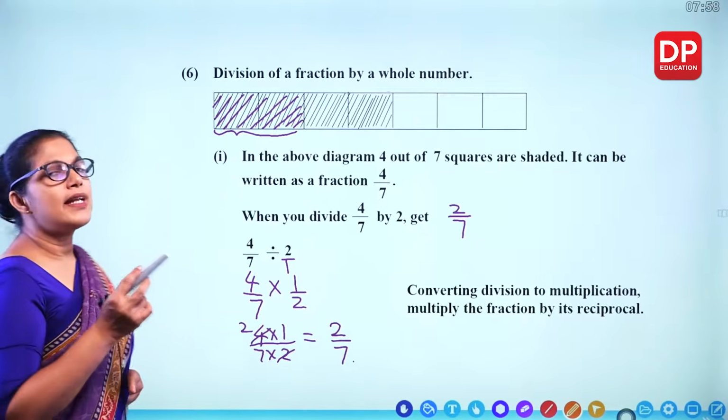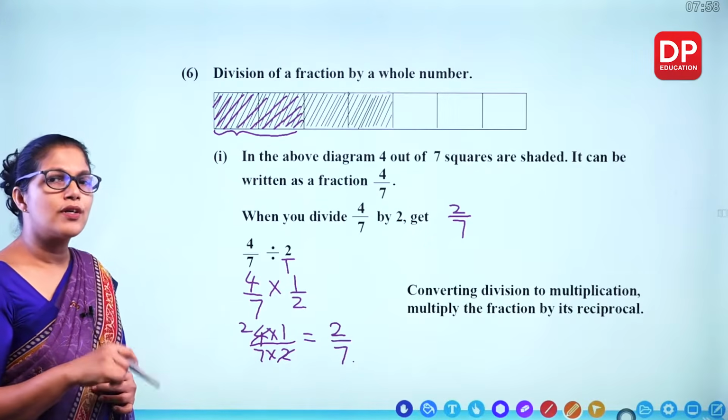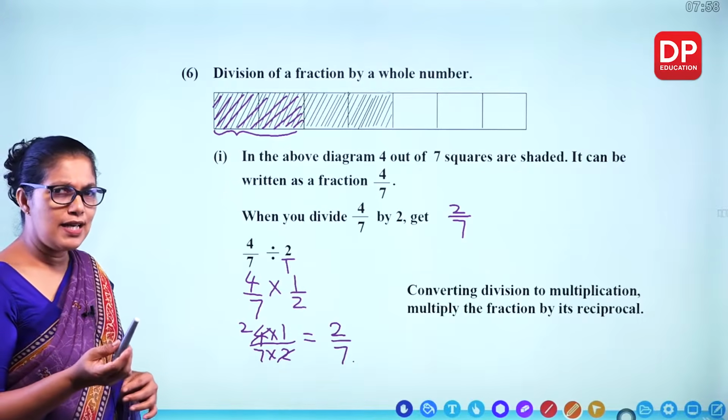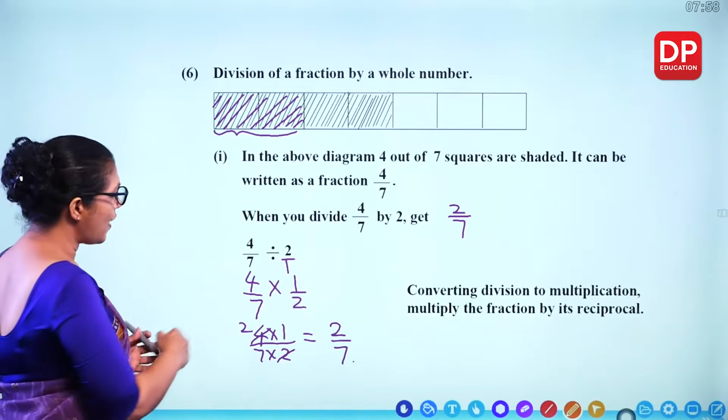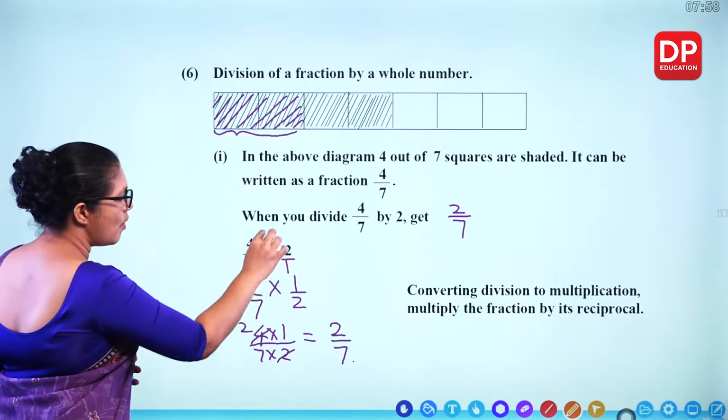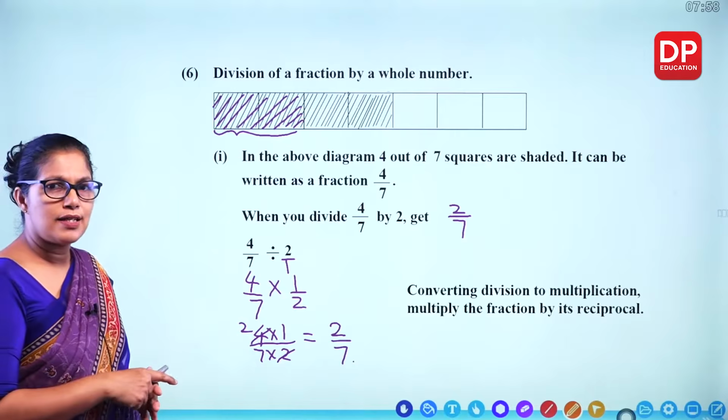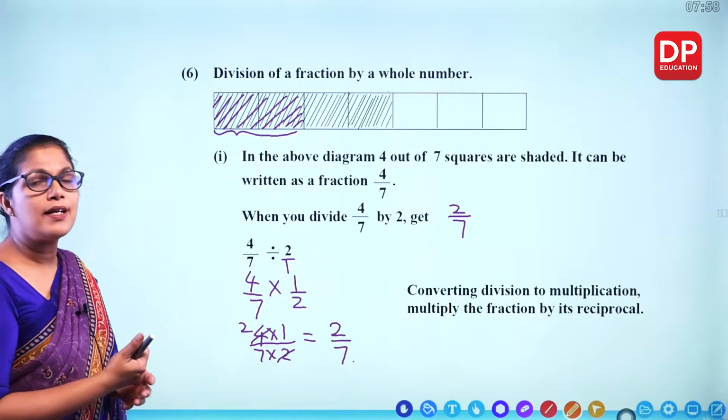So when you get division, what you do? You convert to multiplication by taking its reciprocal. So the first fraction you write as it is, only the second fraction, the divisor, you take the reciprocal.